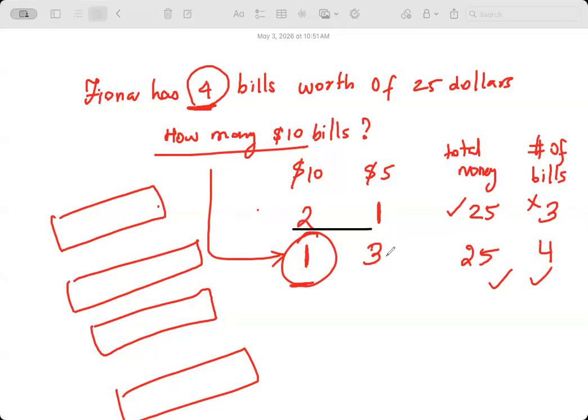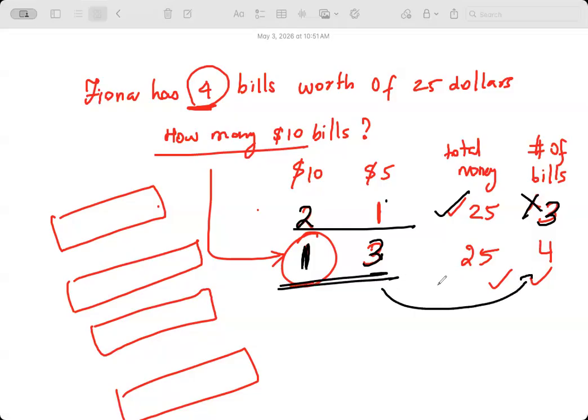So my first guess was this. This is guess and check, okay? My first guess was two $10 and one $5. The amount was correct, but the number of bills was less. So I need to increase the number of bills, so I need to reduce from the highest value. I reduced this to 1 and incremented the lower bill. That became perfectly correct for the number of bills and the amount. So this is correct, but the number of $10 bills is 1.